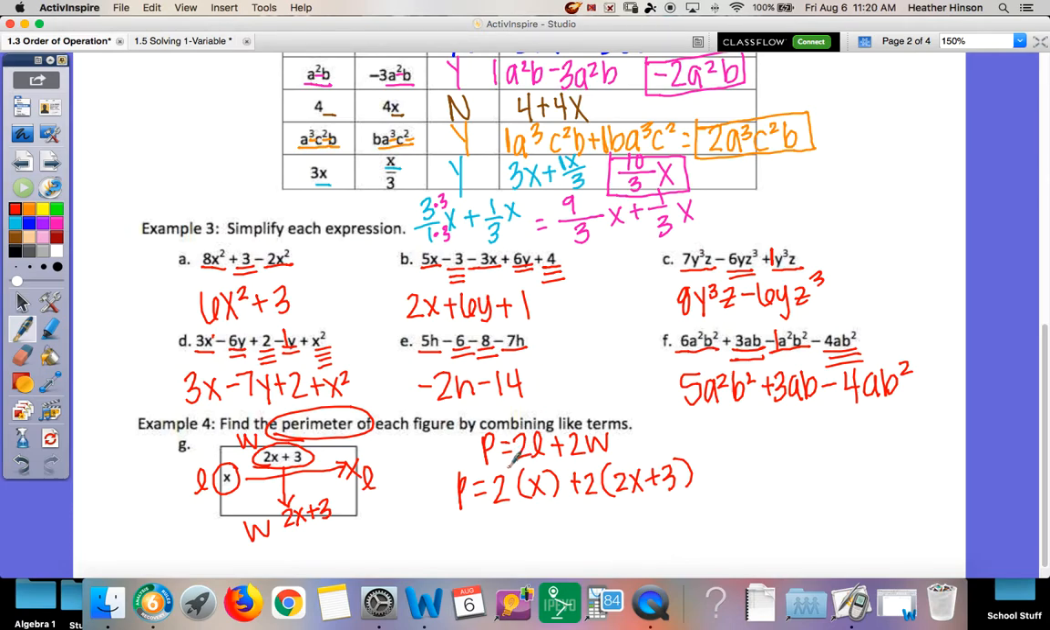So we can distribute this. 2 times x is 2x. 2 times 2x is 4x plus 3. Nope, 2 times 3 is plus 6. And then combine your like terms. What goes with x? The 4x. So 2x plus 4x is 6x. And then we just got a number at the end. There's no other numbers, so just bring it down.